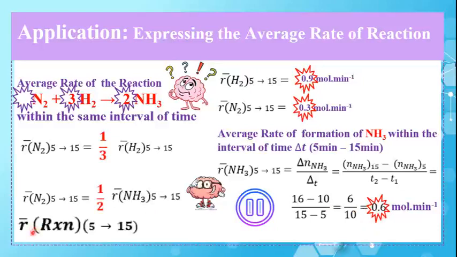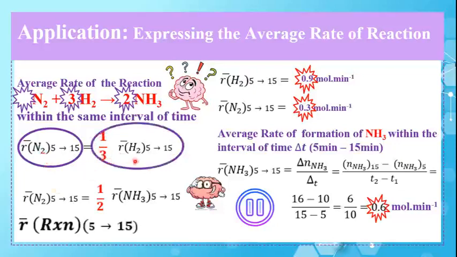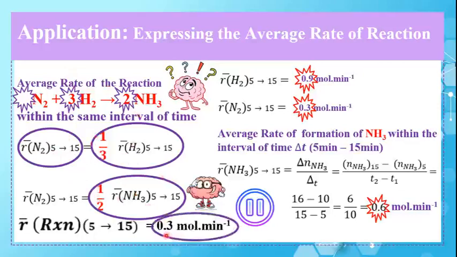So the average rate of the reaction in this interval of time will be equal to either the average rate of disappearance of N2, or 1 over 3 the average rate of disappearance of H2, or 1 over 2 the average rate of formation of NH3, which are equal to 0.3 mol minute minus 1.